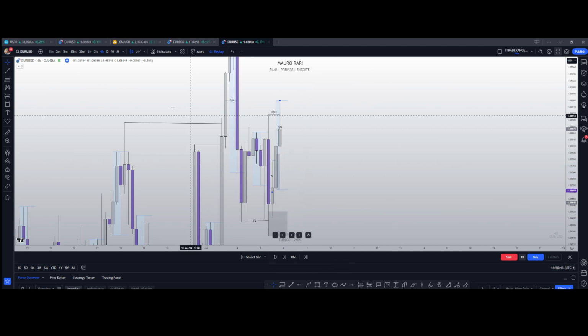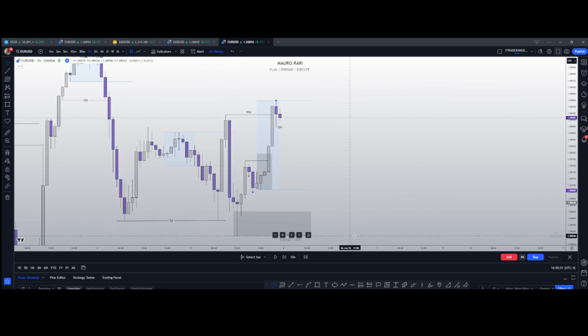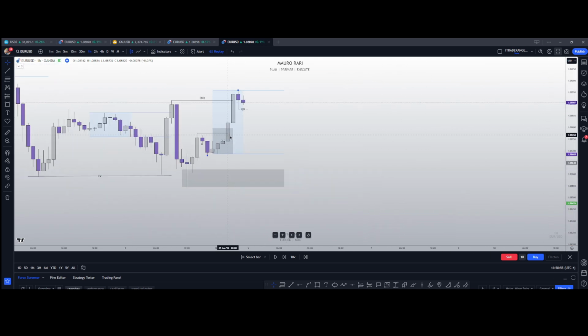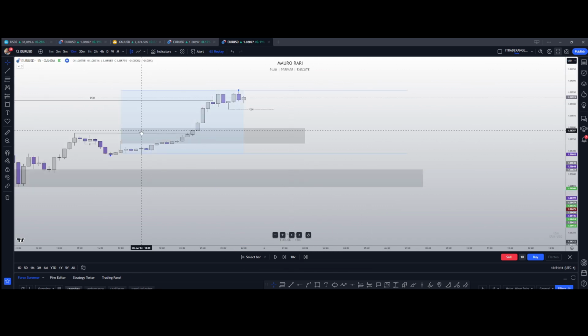Let's take this off. Okay, and then we are going to 1 hour and make some adjustment and refinement. As you can see, we have this hidden base, so this hidden base is included inside our box. This is our strong, so I'm going to choose to put my stop loss and entry in this position, quite big. Let's see in 15 minutes if we can do and refine something more.